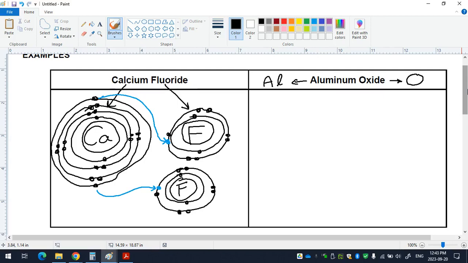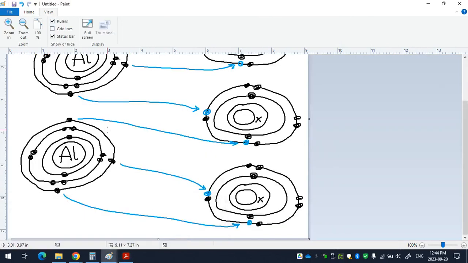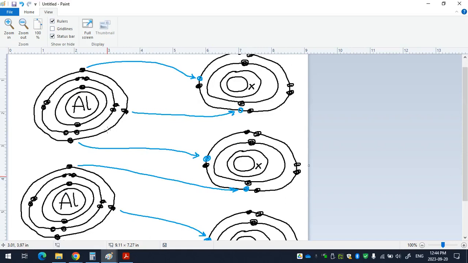Okay. Now here's my question to you. Which one is this one? Is this one the one that lost or the one that gained? Calcium. According to the diagram, is calcium the one that lost electrons or the one that gained electrons? The diagram tells you exactly. And fluoride, or fluorine, is the one that gained. Okay. How about this one? Is aluminum the one that gained or the one that lost? And oxygen is the one that gained or the one that lost?